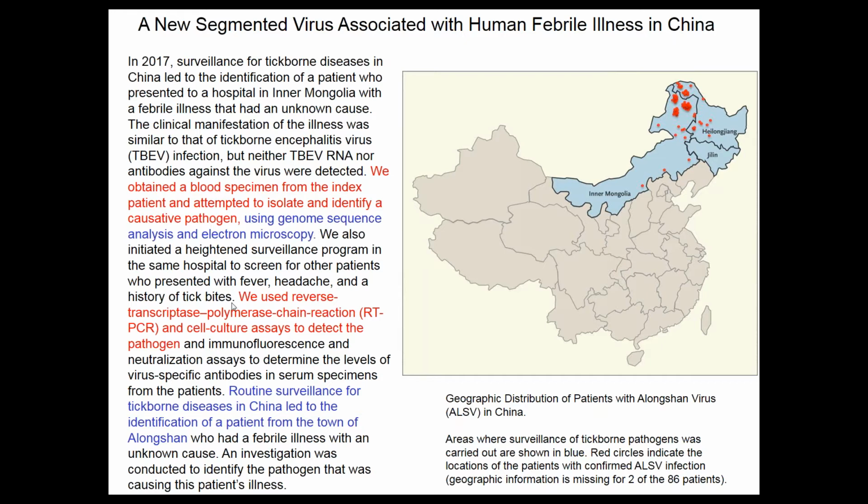This information allowed the investigators to develop a reverse transcriptase PCR method to make the diagnosis. It also enabled them to perform cell culture analyses, and then with these tools to perform a routine surveillance of tick-borne diseases in China. Since the index patient was found in the town of Alongshan, this virus is now called Alongshan virus. And here are the areas in China where these patients were found.